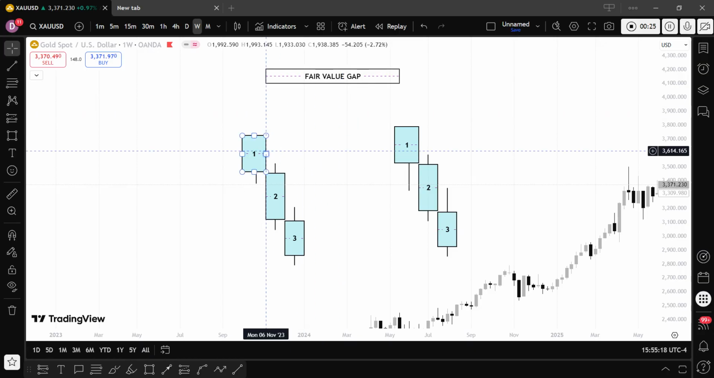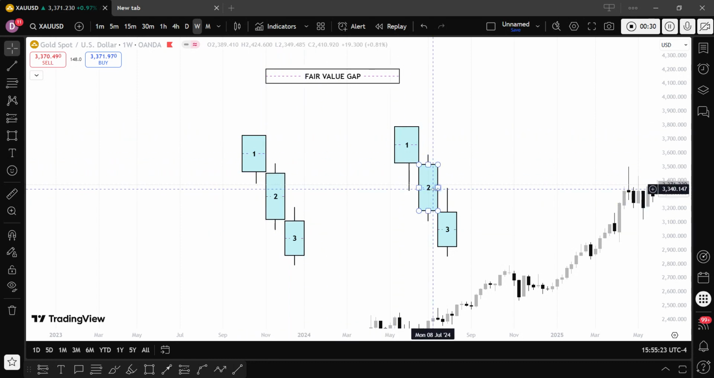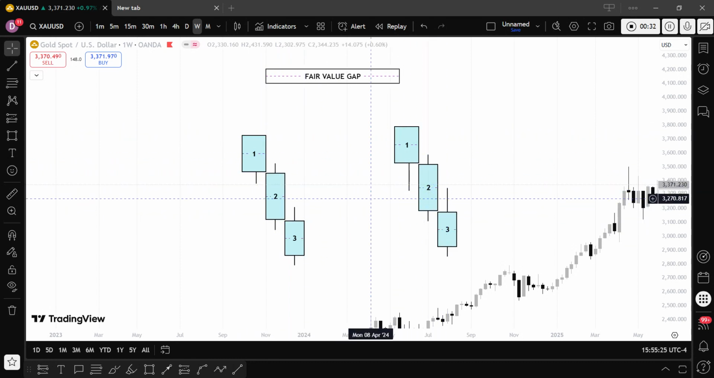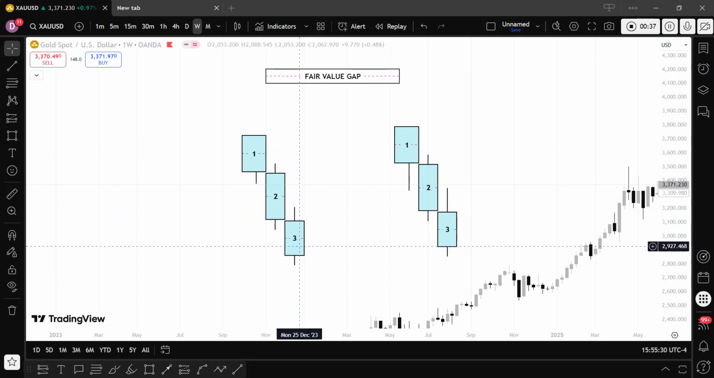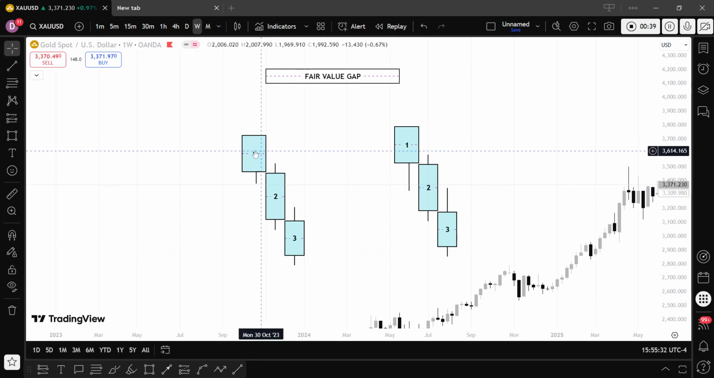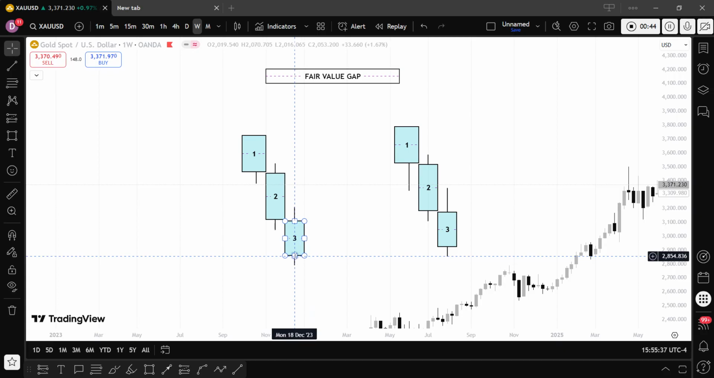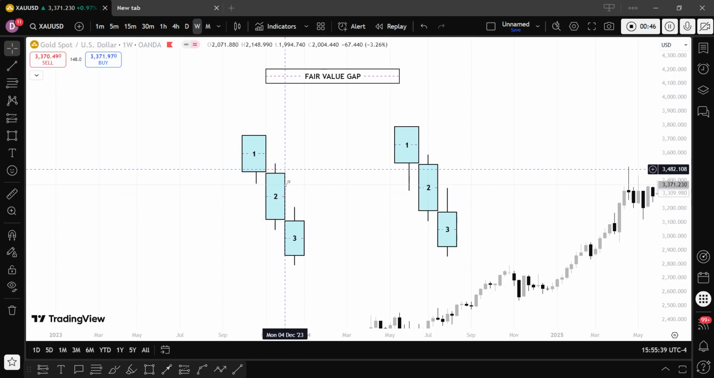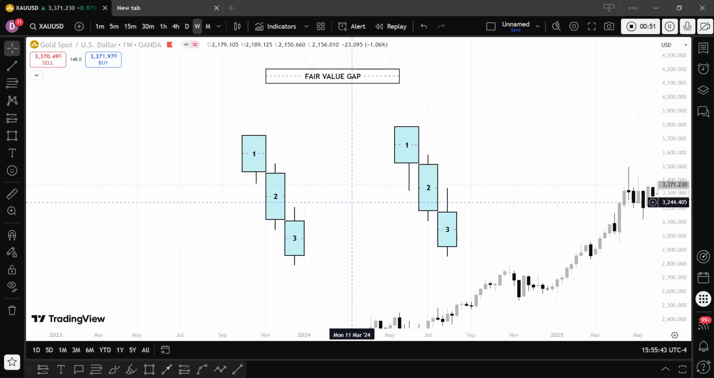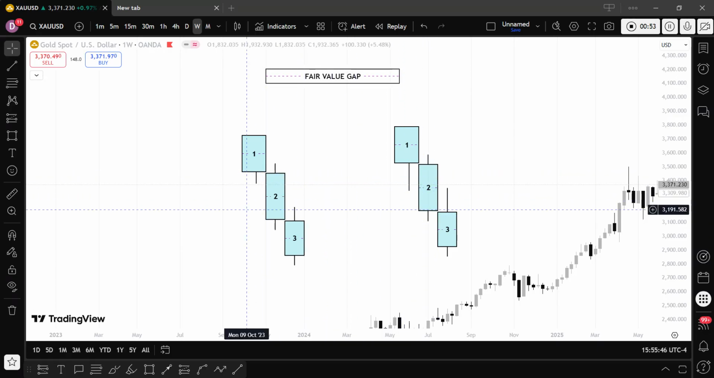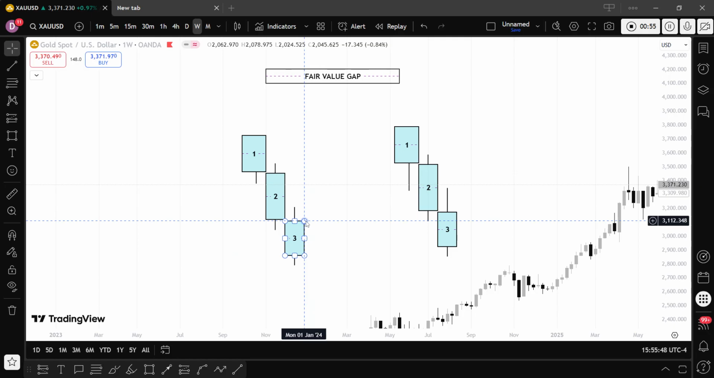So a fair value gap consists of three candles, as you can see, one, two, three. So once we count the three consecutive candles, we look at the first candle's wick and the third candle's wick. If they overlap the second candle, there is no fair value gap. If they do not overlap, there is a fair value gap. As you can see here, there are two types of fair value gap. There is the bearish fair value gap and the bullish fair value gap.